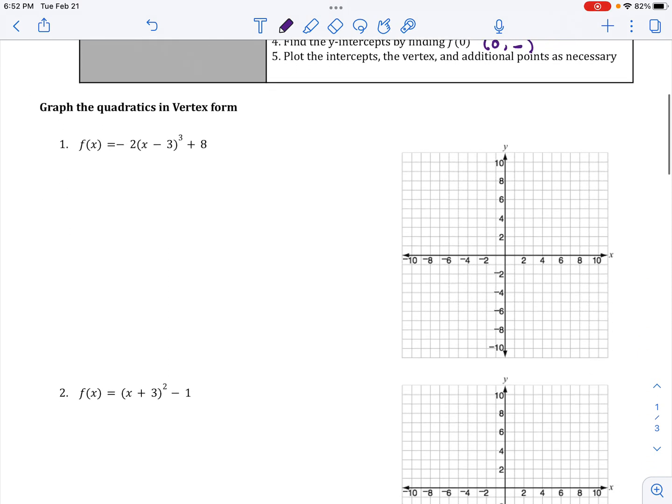So let's look at number 1. Okay, number 1, first things first, you want to determine if it opens up or down. So I'm looking at my a value. a right now is less than 0, so that's going to tell me it's going to open down. Okay, so this one's going to open down.